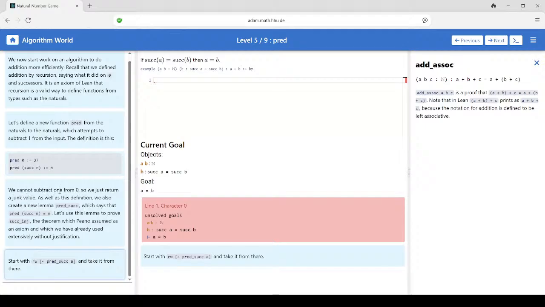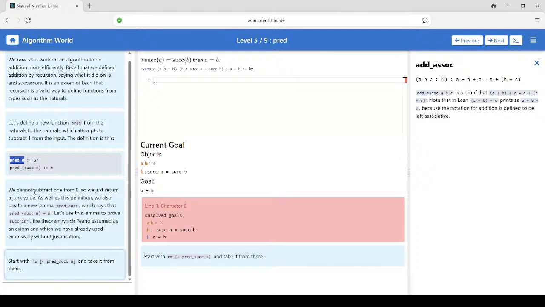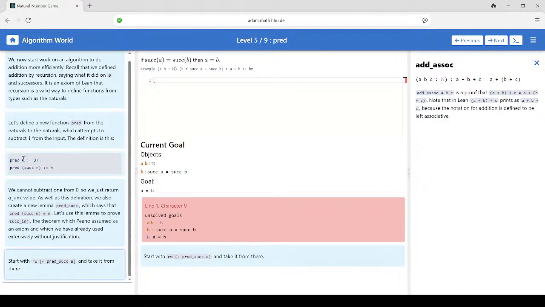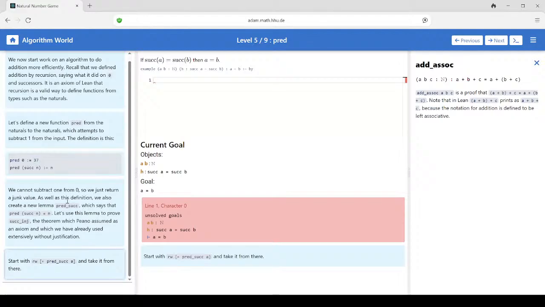We cannot subtract 1 from 0, so we just return a junk value. Oh, is that what 37 is, the junk value? I guess, because it's saying the predecessor of 0 is 37, which is junk, I guess? The predecessor of 0, we cannot subtract 1 from 0, so we return a junk value.